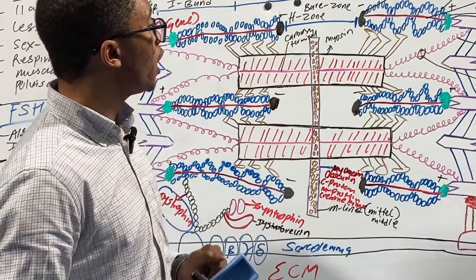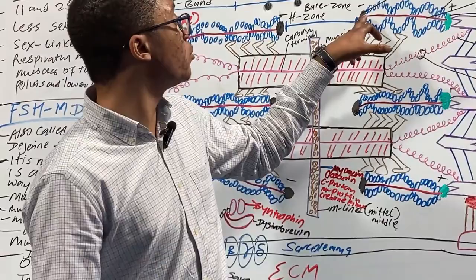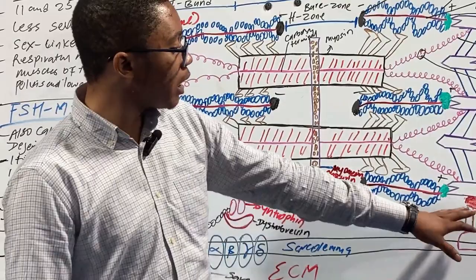We talked about the clinical importance already of nebulin: absence of it causes the actin to become very elongated. We talked about the action of plectin with desmin. So these are the clinical importance of these cytoskeletal proteins.